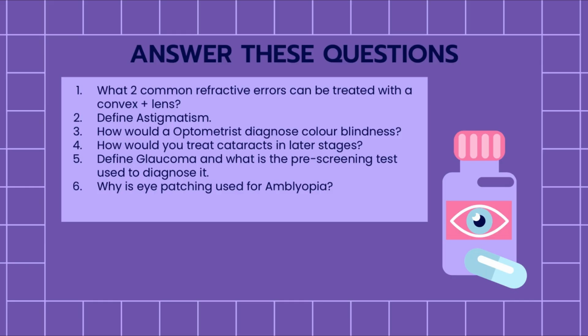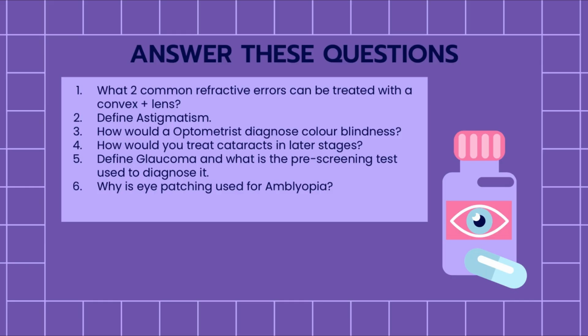I'll give you an easier one. So, define astigmatism. I'm sure that it is a refractive error and it makes the light focus on 2 points. Excellent. And it is caused by irregularly shaped cornea.